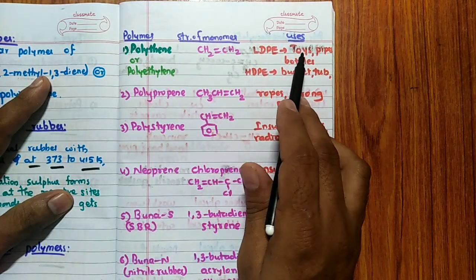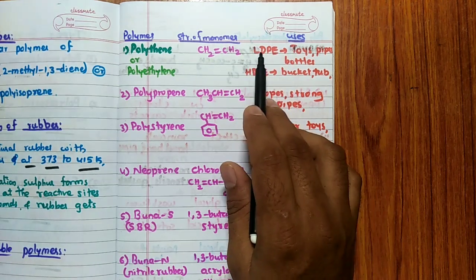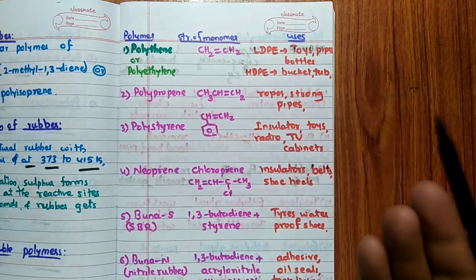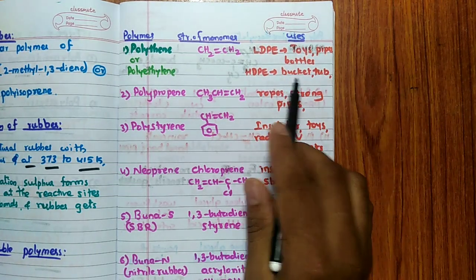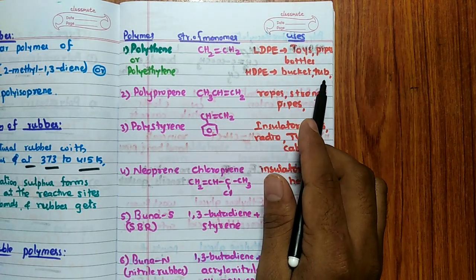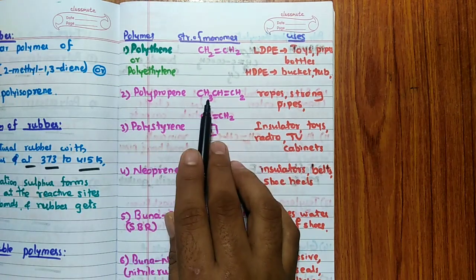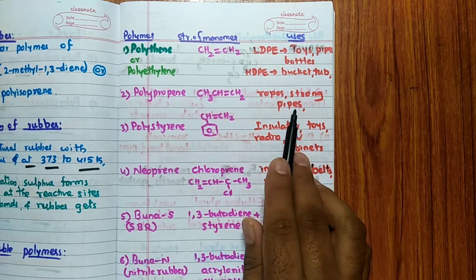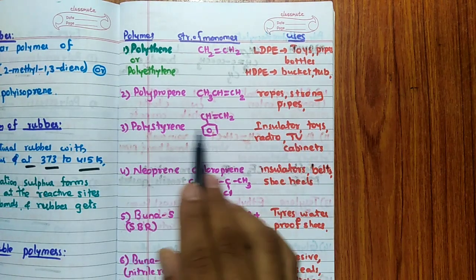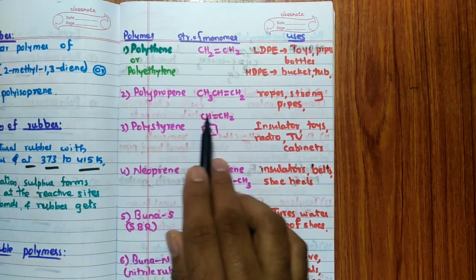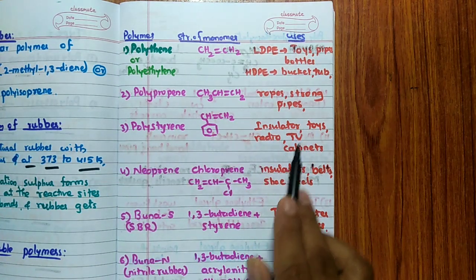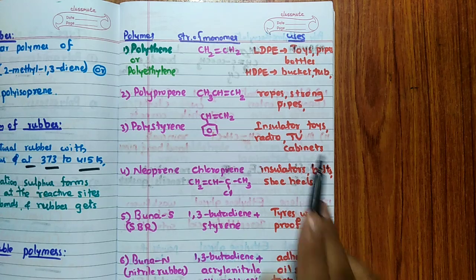So there are two types of polyethylene. LDPE, low density, is used in toys, pipes, bottles, etc. HDPE is used in heavy materials like buckets, tubs, etc. So this is about polythene. Polypropene: CH3, CH double bond CH2, propene, right? Ropes and strong pipes, it is used. Polystyrene: this is styrene, remember, C6H5, CH double bond CH2. Polystyrene is used for insulators, toys, and to prepare radio and TV cabinets.